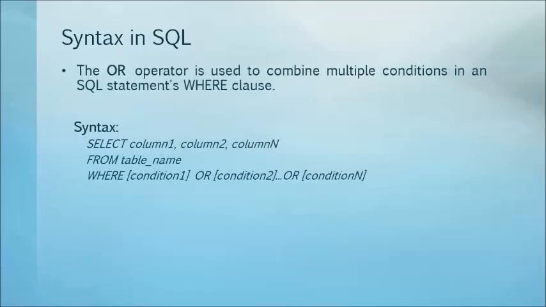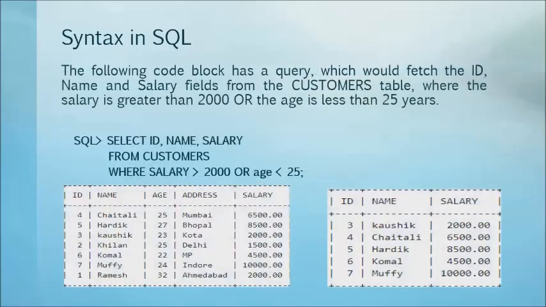Next, the OR operator. This is used to combine multiple conditions in an SQL statement's where clause. So our syntax is select column 1, column 2, column n from table name where condition 1 or condition 2 or condition n. The following code block has a query which would fetch the ID, name, and salary fields from the customers table where the salary is greater than 2,000 or the age is less than 25 years.